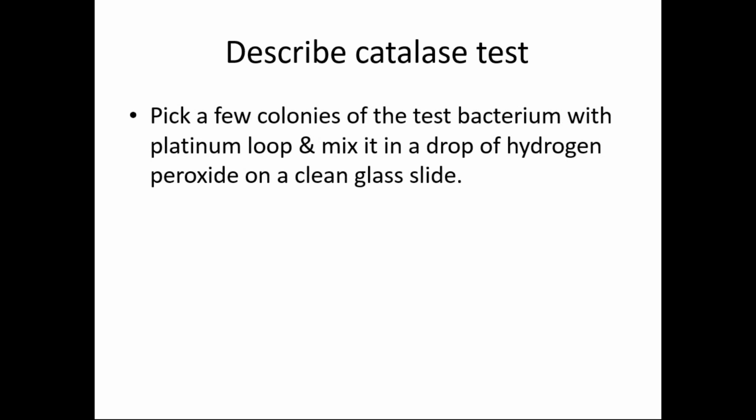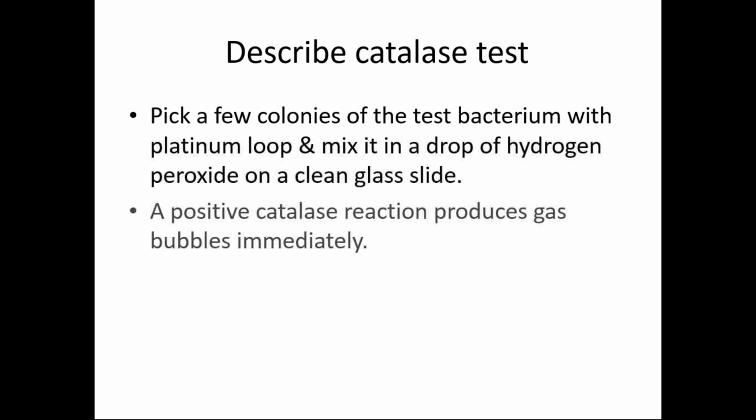Pick a few colonies of test bacterium with a platinum loop and mix it with a drop of hydrogen peroxide on a clean glass slide. A positive catalase reaction produces gas bubbles immediately.